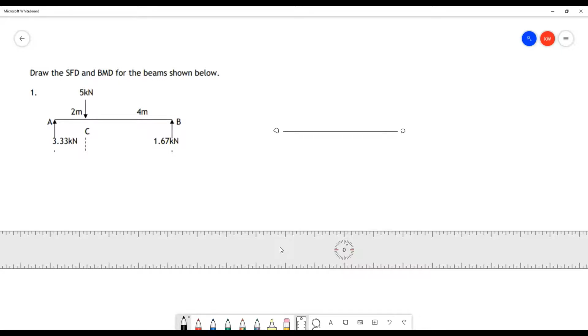First, we can look at the shear force at A, and this is given in the question as 3.33 kilonewtons. So it's a force acting vertically in the positive direction. What we would do in this case is draw a line acting up from the left-hand side of the beam, and we give that a length which should be equivalent to 3.33.